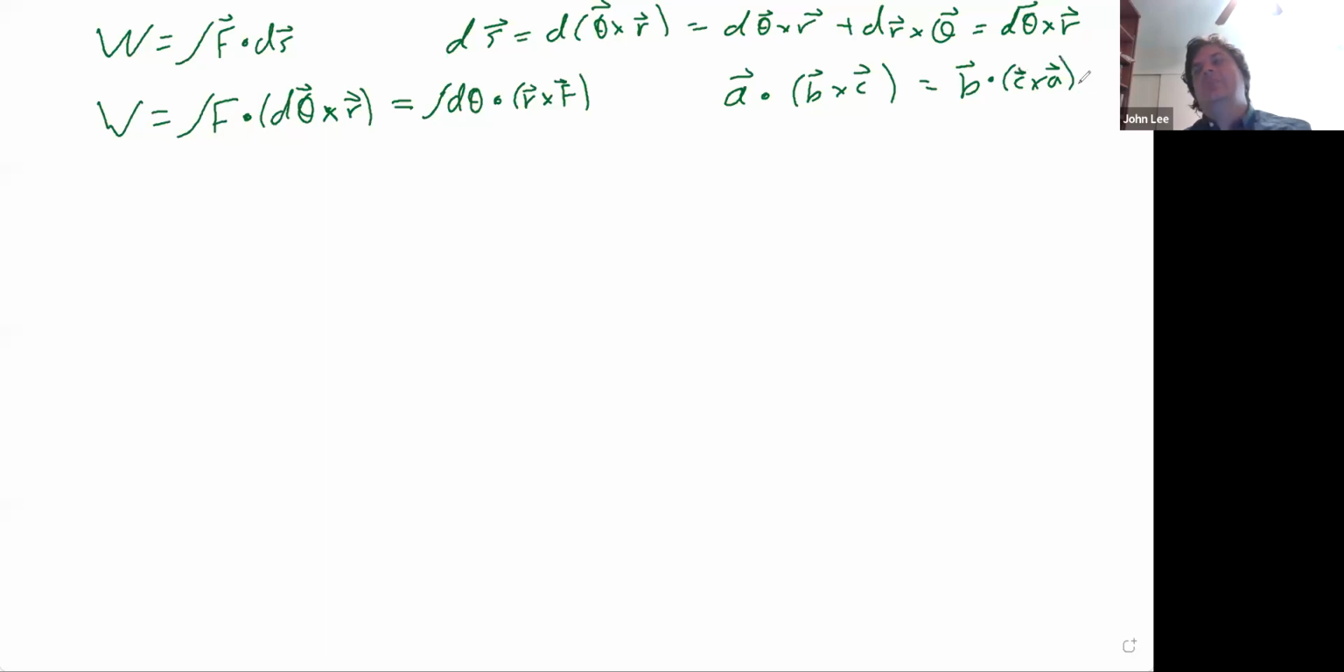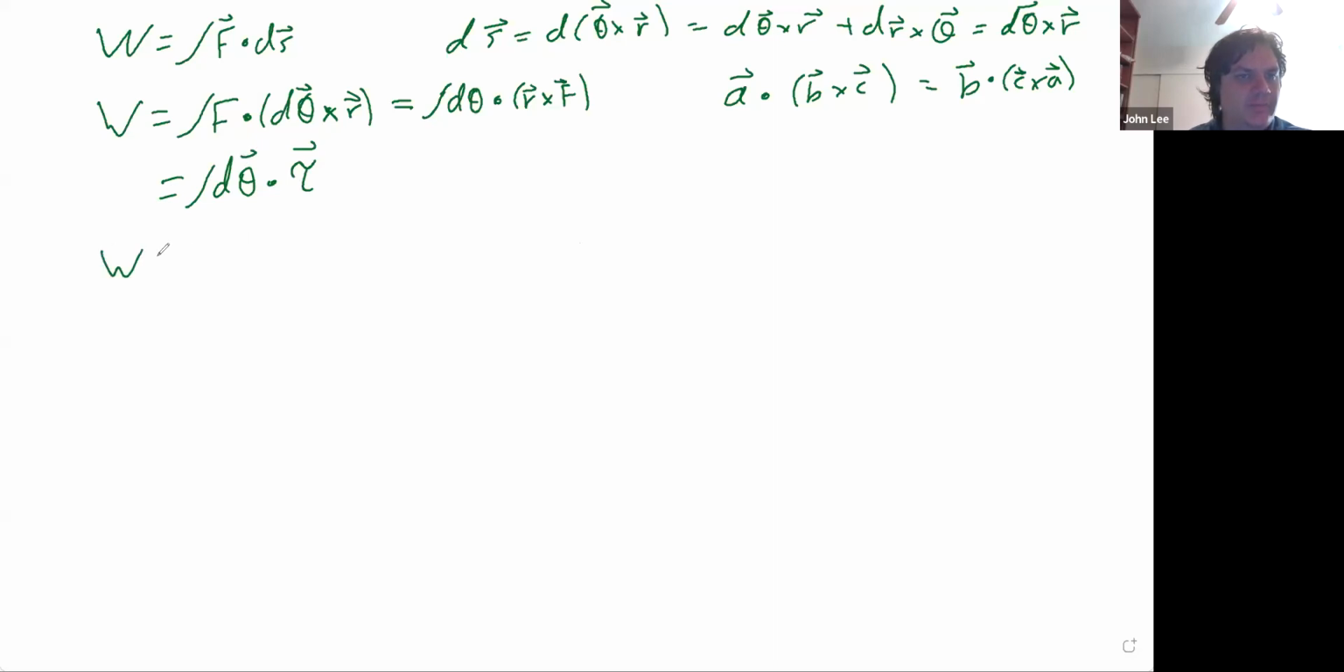The way you can prove that is either using linear algebra or just going through both cross products and seeing what pops out. Take A dot B cross C, set up the matrices, see what B cross C is, and then take the dot product of that with the vector, and then see what B dot C cross A is and see that they match. So this is d theta dot torque.